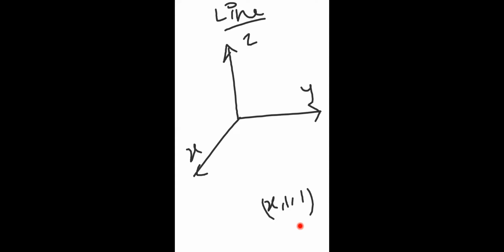That means I have to choose a point here. This point will be coming towards you and going away from you like this. This line is something parallel to the x-axis. Okay, this is the line value. This will be going like this.